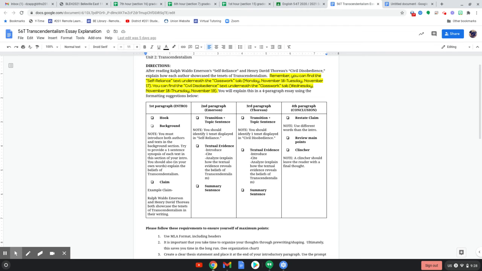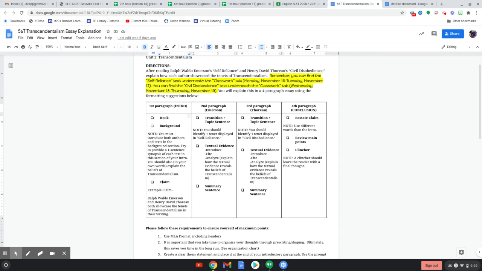Remember, you should not be using any I, me, us, our, no, you in any of the formal writing. The only time you can get away with using you is in that hook. Finally, the last part of your intro is your claim. That's where you answer the prompt. So remember, your prompt is right here. Which author, how did the author showcase the tenets of transcendentalism? So you'll say like, Ralph Waldo Emerson and Henry David Thoreau both showcase the tenets of transcendentalism in their writing. You are allowed to use that if you want to. So if you want to use my claim, my example claim, go for it. That's absolutely okay.